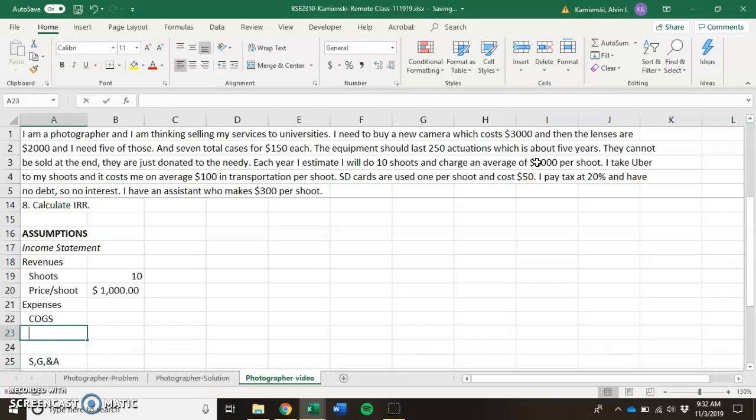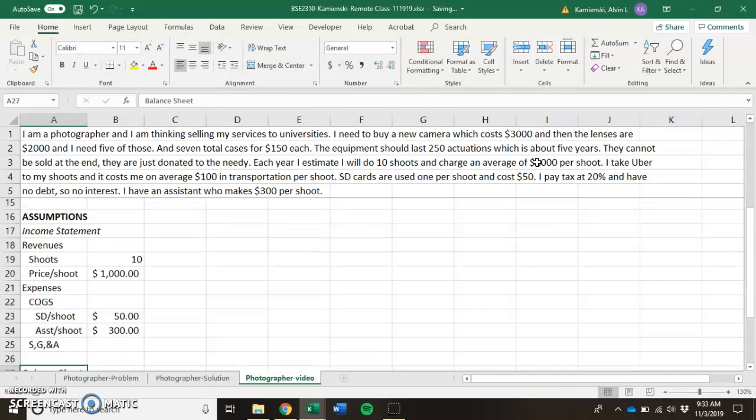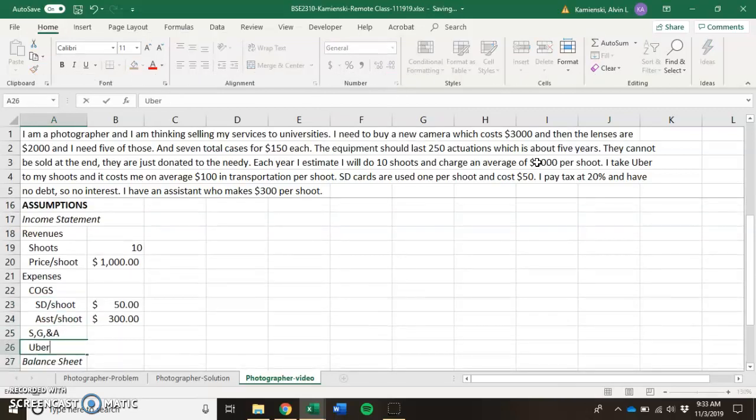purposes of this, assume that the SD card per shoot is a cost of goods sold item, as is our assistant, who's going to get paid per shoot $300. And then that way we can assign those to cost of goods, where we will assume that the Ubers, which per shoot appears to cost me $100 on a per shoot basis.